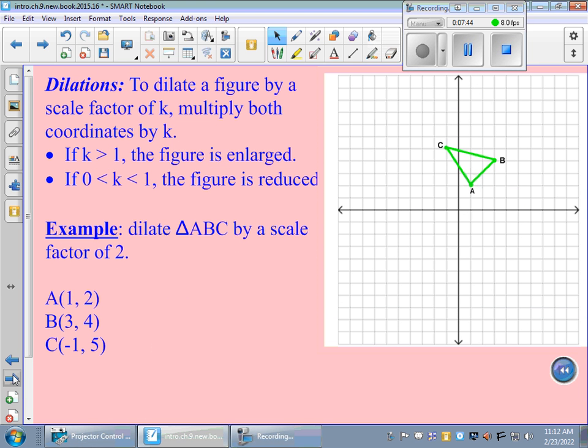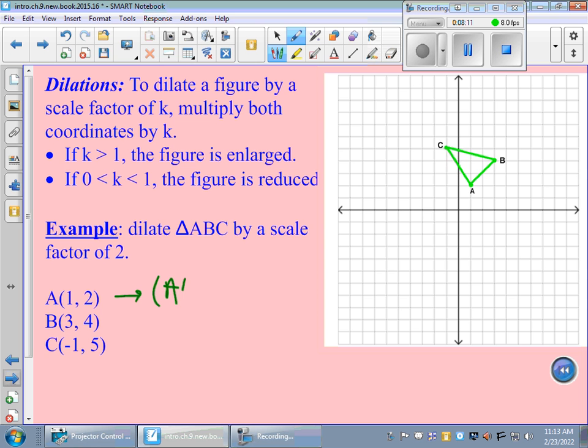Next one is called dilation. To dilate a figure by a scale factor of k, you multiply both coordinates by it. If k is greater than 1, the figure is going to get larger. If k is less than 1 but greater than 0, the figure is reduced. So that would be a decimal, like multiplying by 0.5. That would make it smaller. So in this case, we have a number that's going to be 2. So we're going to take all of these numbers and multiply them by 2.